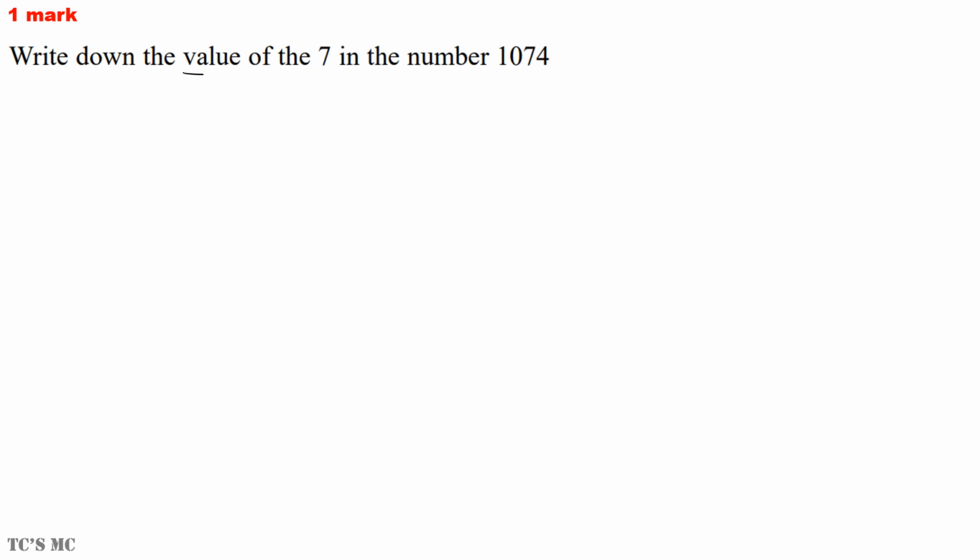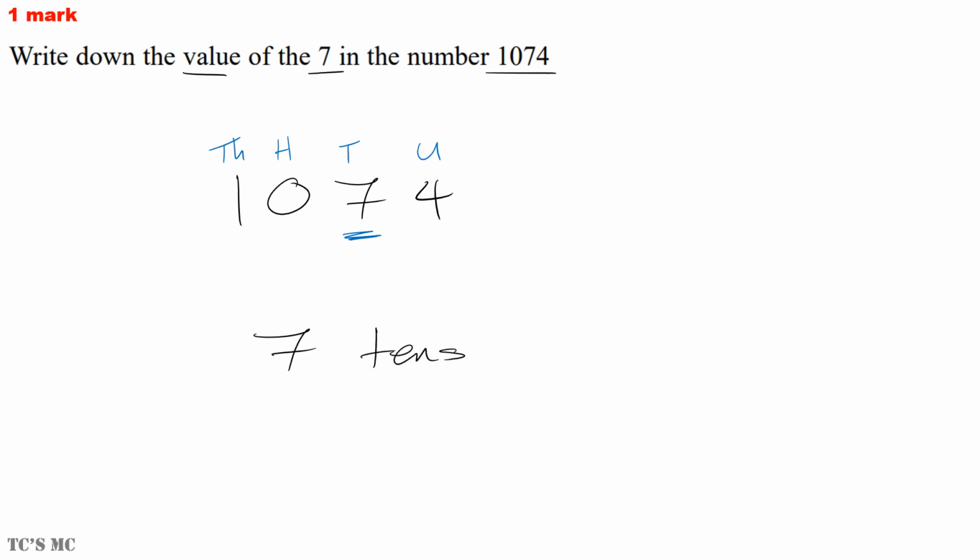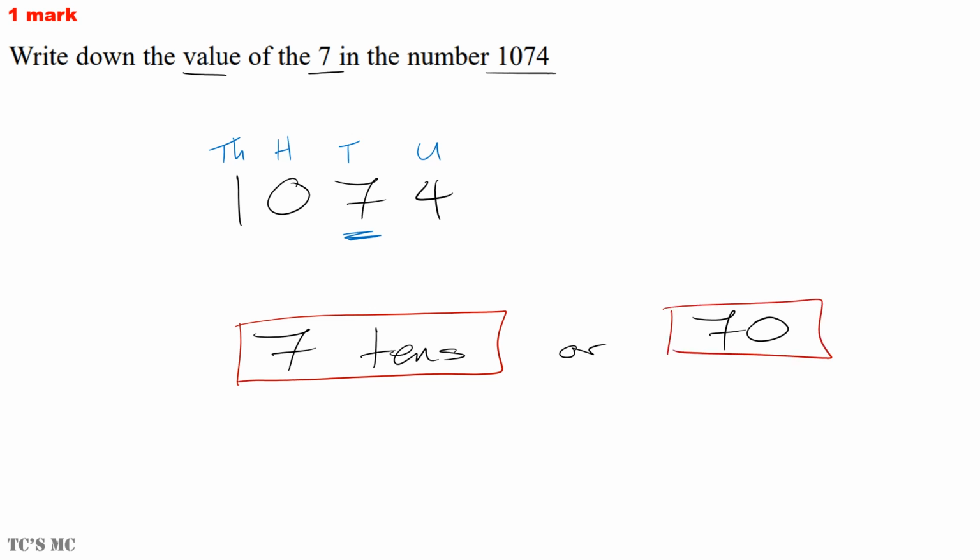Write down the value of the 7 in the number 1074. This question is all about place value, so write the headings above: thousands, hundreds, tens, and units. We are only focusing on the 7, so we would write 7 tens, or we can write 70. You have to include the digit 7 in your answer for the 1 mark.